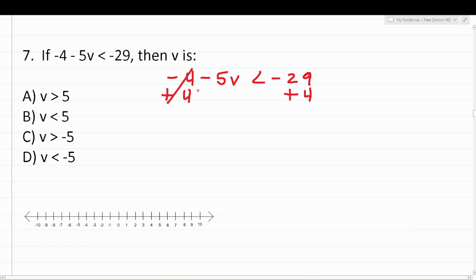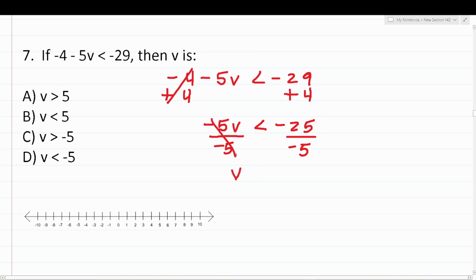In doing so, we get to cross this out. This leaves us with negative 5v is less than what is negative 29 plus 4? Well, that's going to be negative 25. All right, so now we want to get v by itself, and we have one more thing to do that. We're going to divide both sides of this inequality by negative 5. This crosses out here, leaving you with just v on this side.